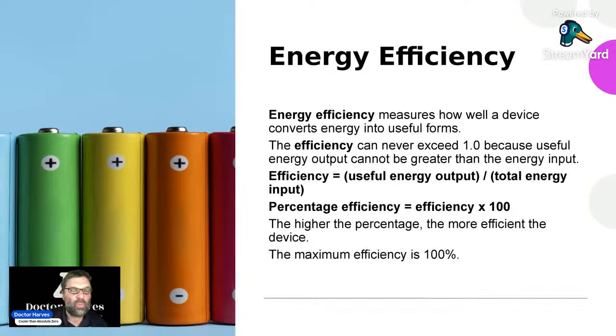Okay, and there's an equation with that. The efficiency can't be greater than 1, because basically 1 is 100% efficiency. So efficiency is the useful energy going in divided by the total energy going in. No, sorry, I'll say that again. The useful energy going out, divided by the total energy going in, and for the percentage efficiency, multiply that number by 100. The higher the percentage, the more efficient the device. So there could potentially be a question on efficient light bulbs, which is a classic one that tests your understanding of efficiency.